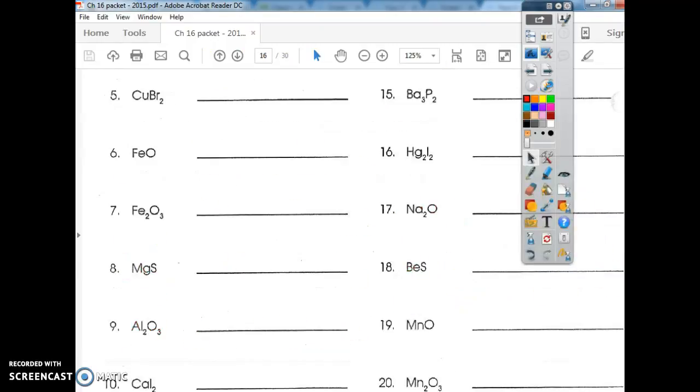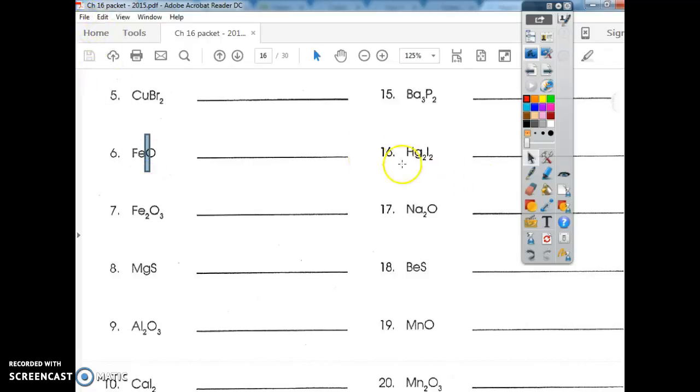Okay, I scrolled down a little bit because I wanted to do examples 6 and 7 with you. They both have iron in them. Now find iron on the periodic table. It is atomic number 26. It could be either +2 or +3, and that is what the little numbers in the upper right-hand corner tell you. So we have to figure out which ones these are. You can't just say iron oxide because then you wouldn't know if it is number 6 or number 7, FeO or Fe2O3. So starting with number 6, we know what oxygen is.